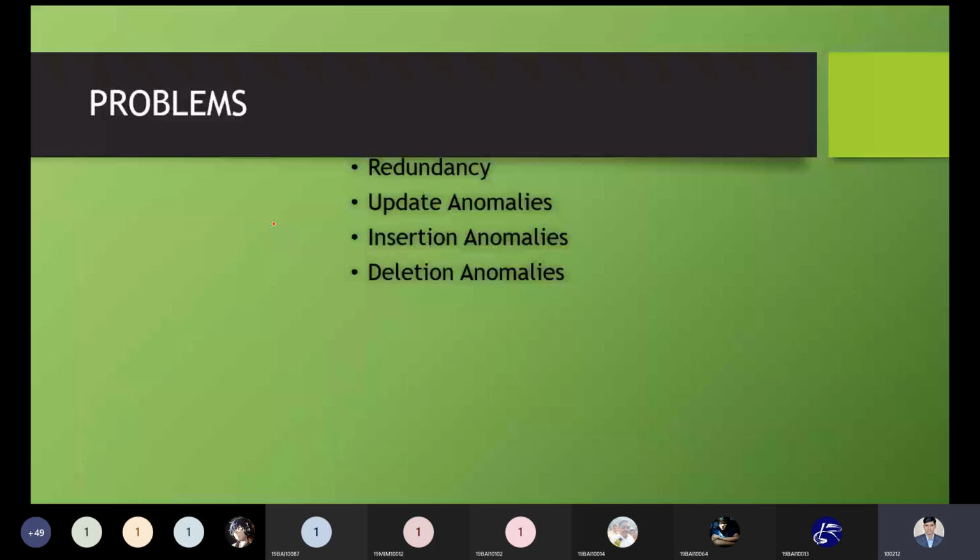So for insertion anomaly, you can understand that the information is already inserted. If you try to insert the same information, we are making duplicacy. So this is the insertion anomaly. We will see these concepts one by one. So what is redundancy, what is update anomaly, insertion and deletion?